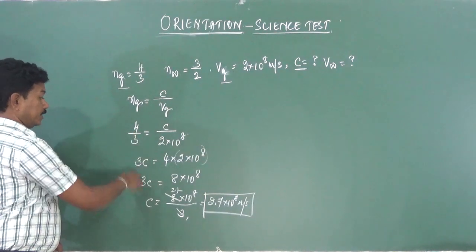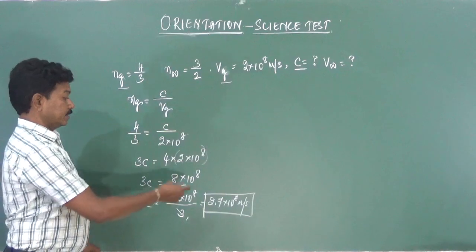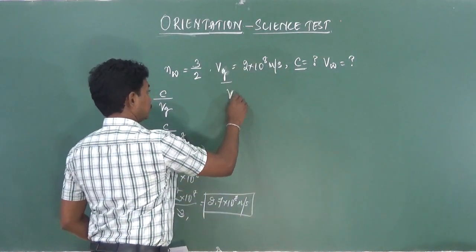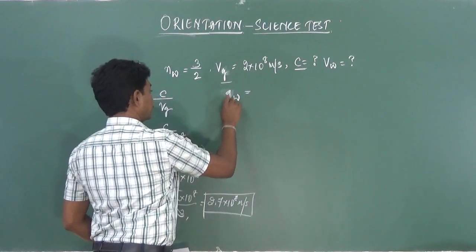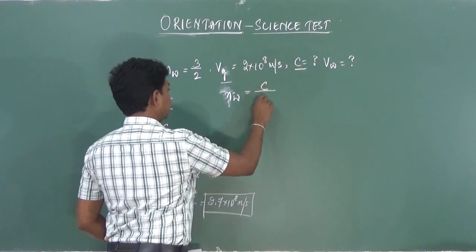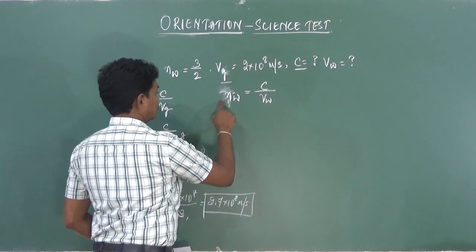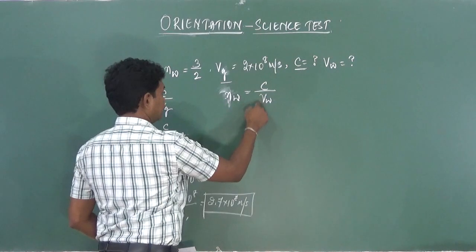According to the refractive index of glass, 4 by 3, we have got the speed of light as 2.7 into 10 to the power 8. Okay, so now we find Vw, that is the velocity of light in water. The velocity of light in water can be found like this: Nw is equal to C by Vw. This is the formula, where N represents the refractive index. So Nw is equal to C by Vw.